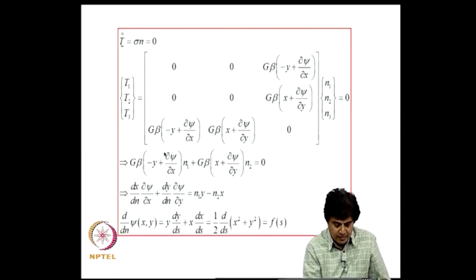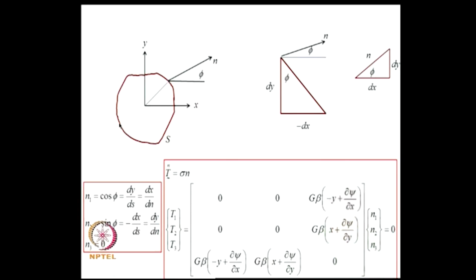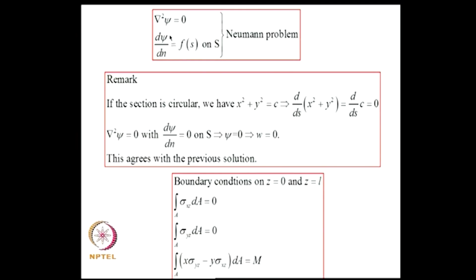Now, a slight rearrangement of these terms and simplifying, we will see that the boundary condition actually is given by d by dn of psi is some f of s, where f of s is this function n1y minus n2x on the surface S. What is S? S is the boundary, okay, on which I am imposing the boundary conditions. So, now the equation governing psi is del square psi equal to 0 and d psi by dn is f of s. So, this is a Neumann problem in partial differential equations, and there are techniques available to tackle this problem.